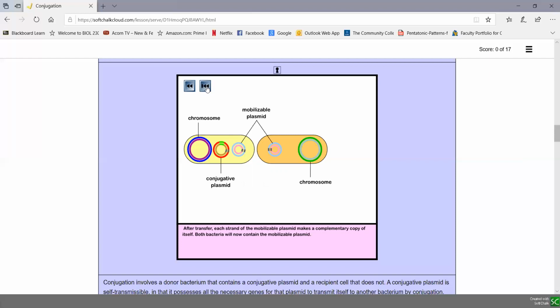So in this particular instance, this bacterium on the left still has a conjugative plasmid. It can still conjugate, and it also has a mobilizable plasmid. The one on the right only picked up the mobilizable plasmid. In this case, the conjugative plasmid wasn't transferred, so this one wouldn't be able to make a sex pilus and wouldn't be able to conjugate. But again, it's possible that a couple of different plasmid strands could be co-transferred.